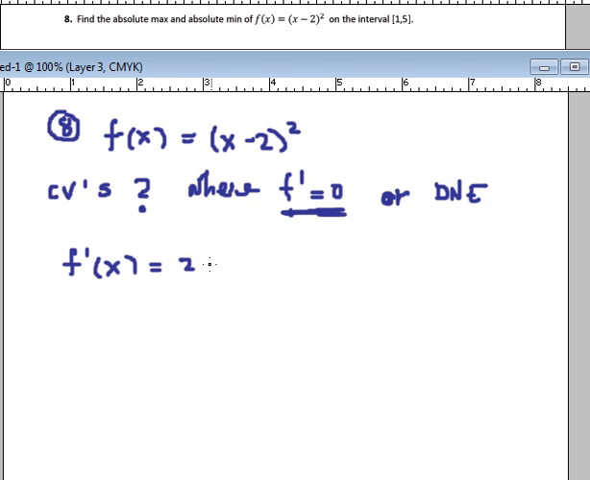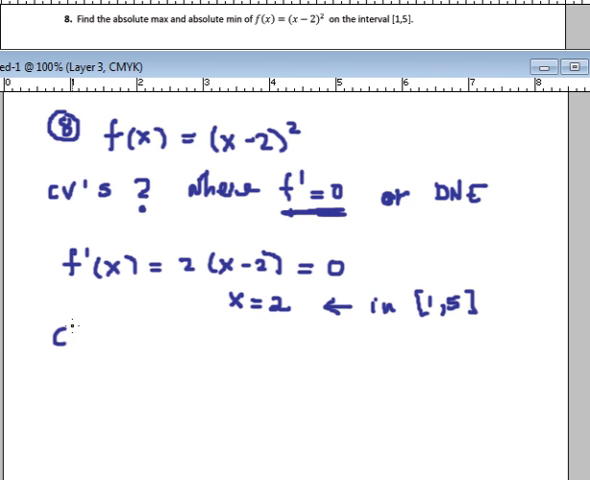F prime of x is 2(x minus 2). Alright, and when is that equal to 0? Well, that's equal to 0 at x equals 2. X equals 2 is in our interval between 1 and 5. Alright, so that x of 2 is in our interval.